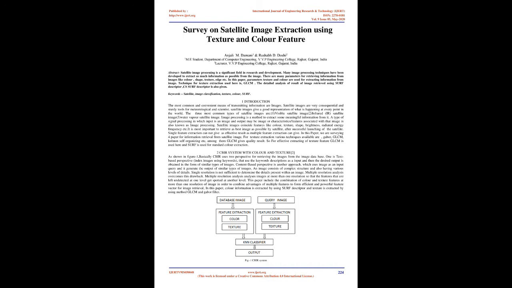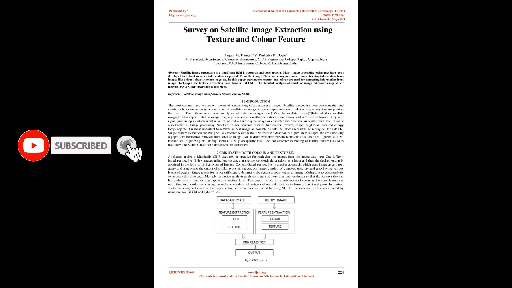2. CBIR system with color and texture. As shown in figure 1, basically CBIR uses 2 perspectives for retrieving images from the image database. 1 is the text-based perspective, which indexes images using keywords, uses the keyword descriptions as an input, and then the desired output is obtained in the form of similar types of images. The content-based perspective is another approach, which uses an image as an input query and generates the output of similar types of images.